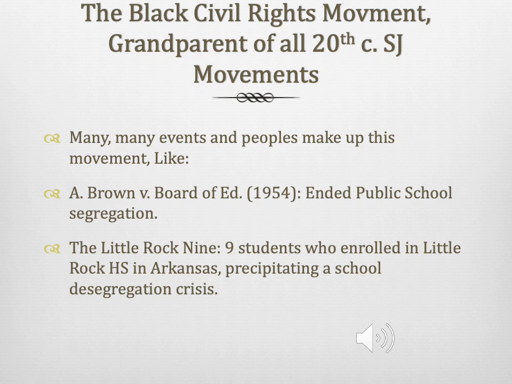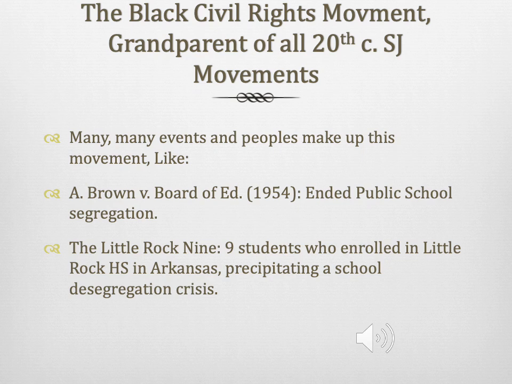We're going to start with the Black Civil Rights Movement because it is really the granddaddy or the grandparent of all of the 20th century social justice movements. 20th century means the 1900s. We think about these things as all kind of the 60s and 70s, but the Black Civil Rights Movement does some significant work in the 1950s. We think of the 1950s as all about Leave It to the Beaver and white people in suburbs, but that's not true, though it's a thing I think American history textbooks want you to think is true.